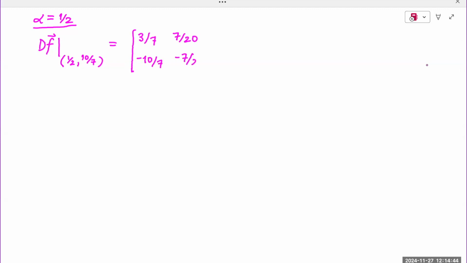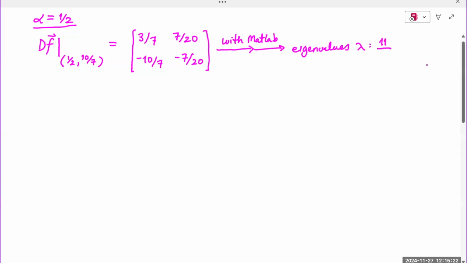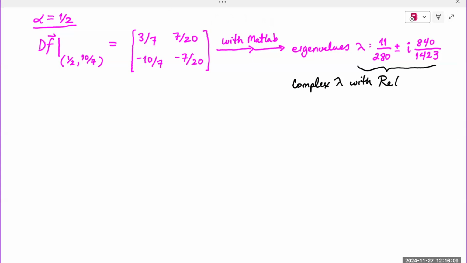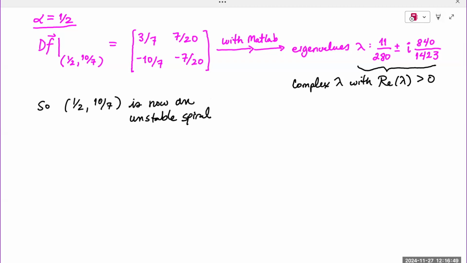Let's now evaluate the Jacobian for alpha equal 1/2. This is one of those cases where the entries are some obnoxious fractions, and so I'm going to use MATLAB to determine the eigenvalues of this 2x2 matrix. Okay, these are ugly, but the point is that we have a complex set of eigenvalues with positive real part. That means that our equilibrium point has now become an unstable spiral.